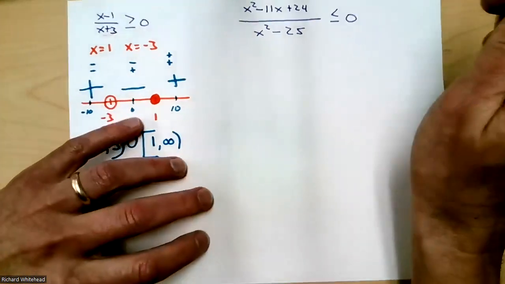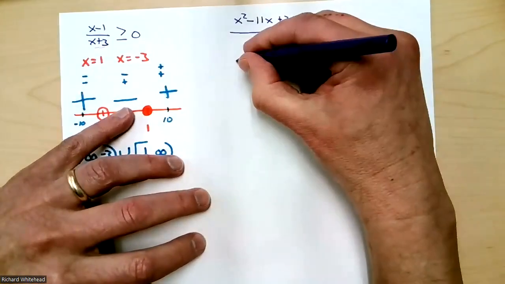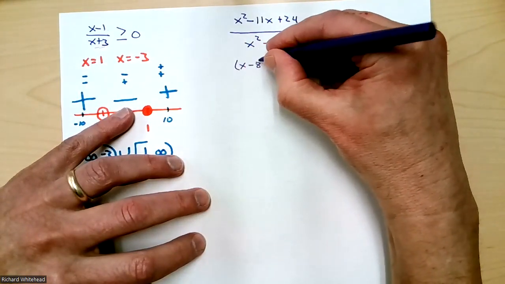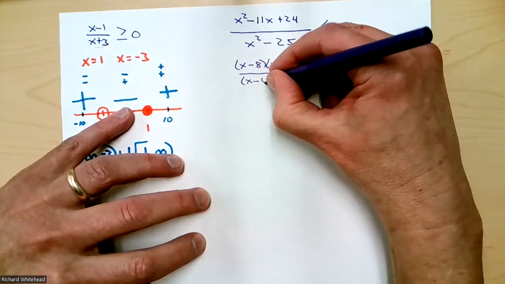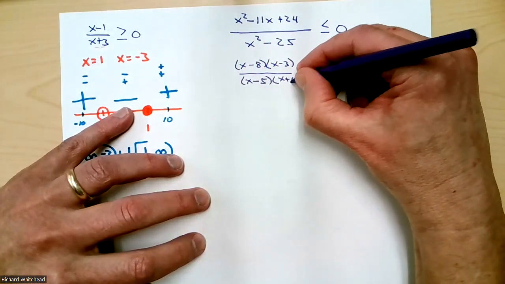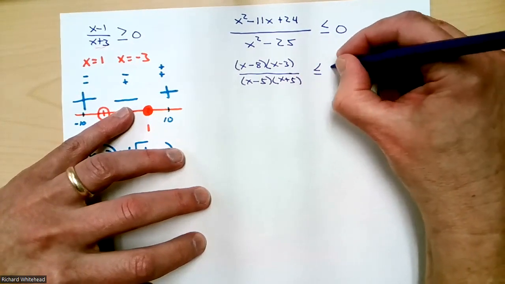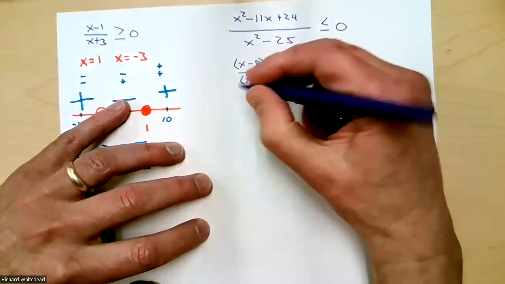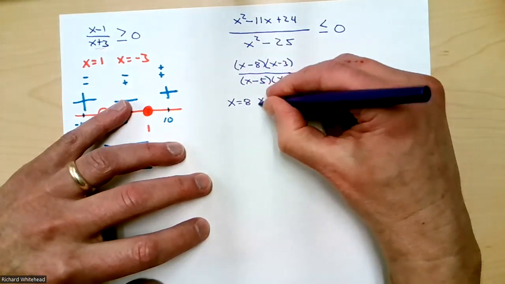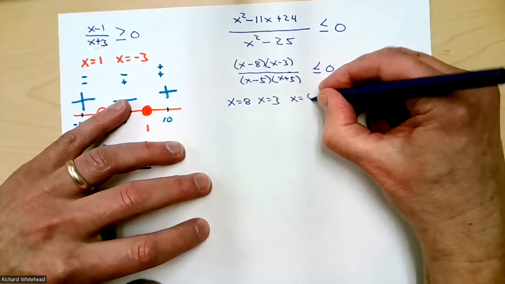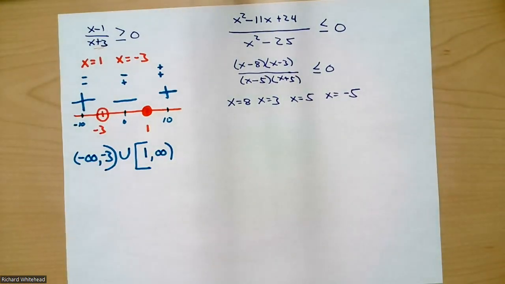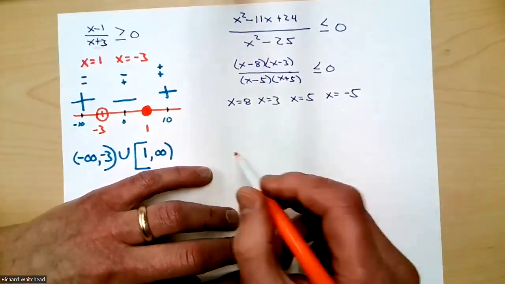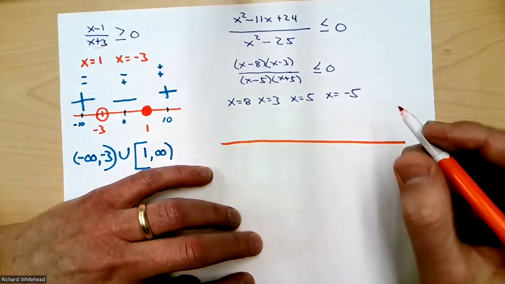All right, you get to this problem right here, and you're like, looks like we're going to have to do some factoring. So what do we have here? X minus 8, X minus 3, X minus 5, X plus 5. So I got a bad feeling. This thing has 4 zeros that we need to graph. So this one's going to be a bit of a hassle.